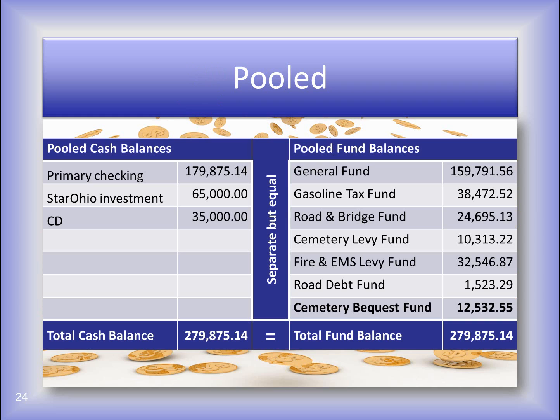Let's look at our sample again. Now the chart only shows the pooled accounts and the funds with a pooled balance. The non-pooled Cemetery Bequest CD of $2,000 has been removed from the left side, and the Cemetery Bequest Fund has been reduced by $2,000. This is a list of pooled fund balances. So notice that the bank accounts have no exact connection to any fund balance. They're bank accounts, not funds. The total pooled cash is equal to the total pooled fund balances.